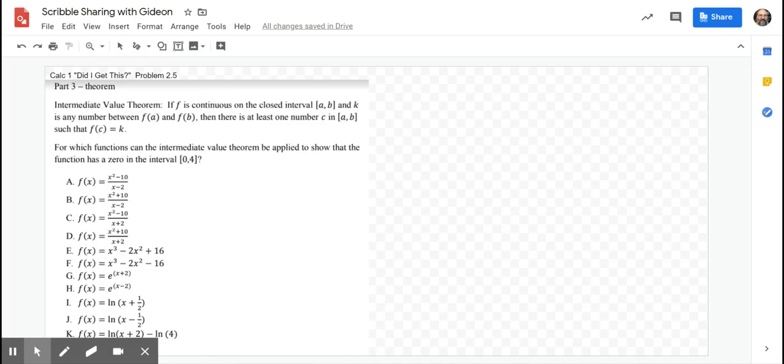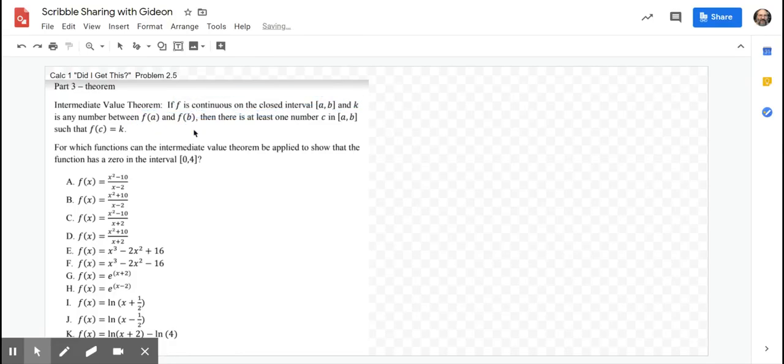So we've got an if: f is continuous on the closed interval, okay? So we need the function to be continuous on the interval we're talking about. And k is any number between f of a and f of b. So a and b are the endpoints of the interval. f of a and f of b are the values of the function at the endpoints. So k is any number between; we have to be between the value at the left endpoint and the value at the right endpoint.